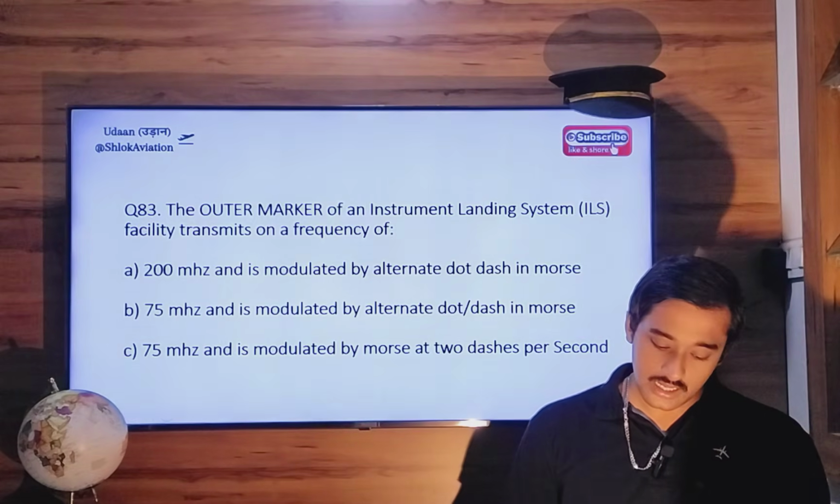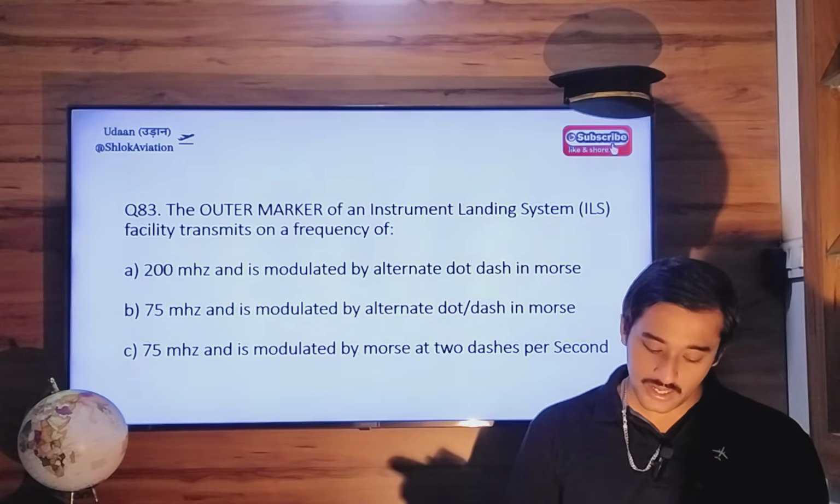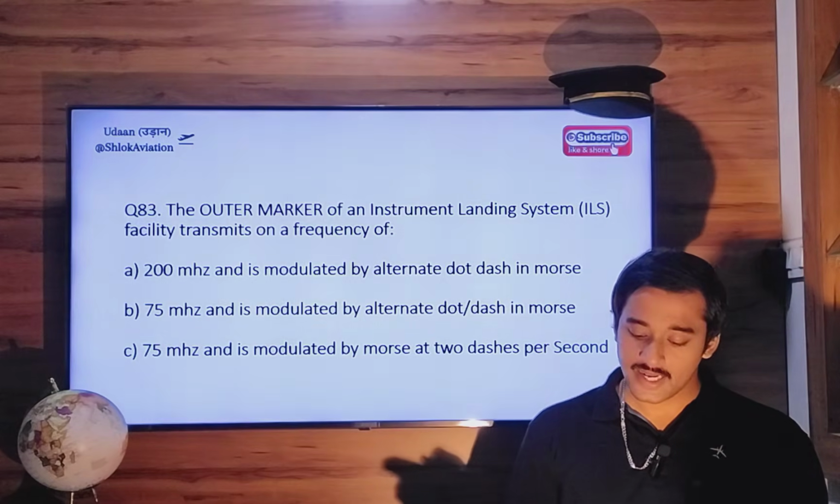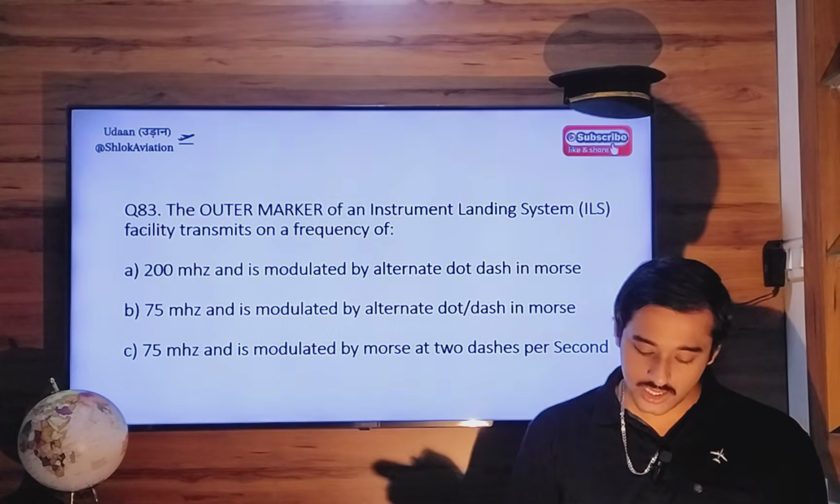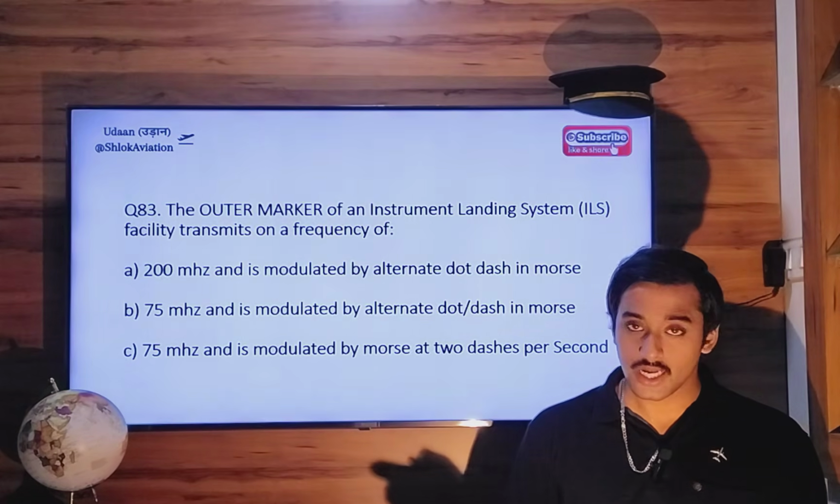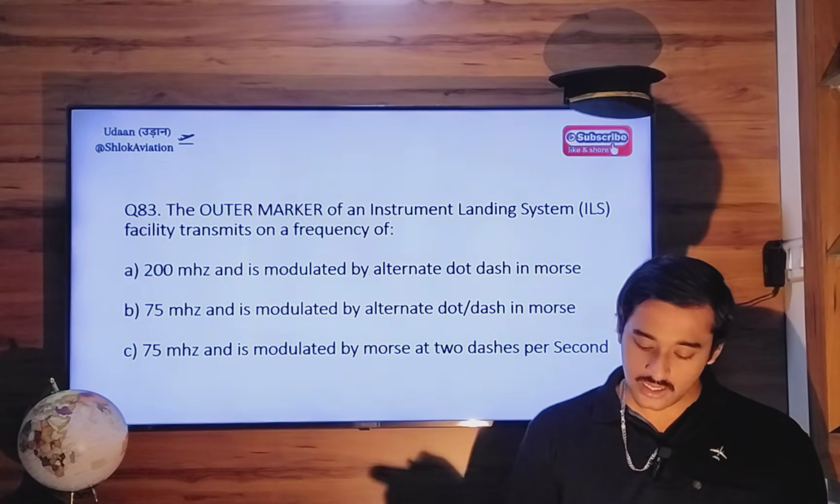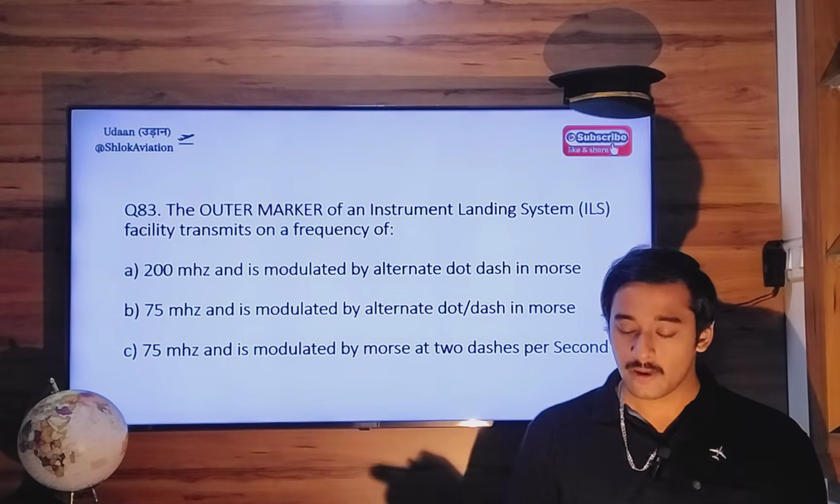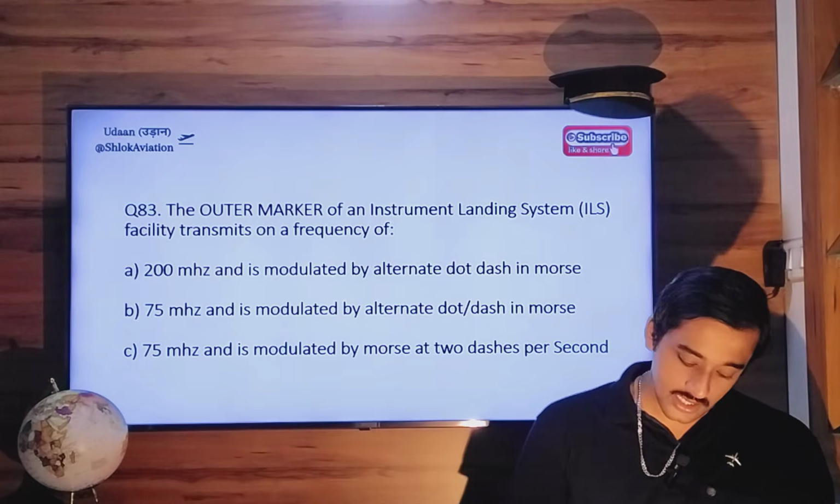Now the outer marker transmits on a frequency of 75 megahertz modulated by alternate dots and dashes. 75 megahertz modulated by Morse code, 2 dashes per second. So correct answer is option C.